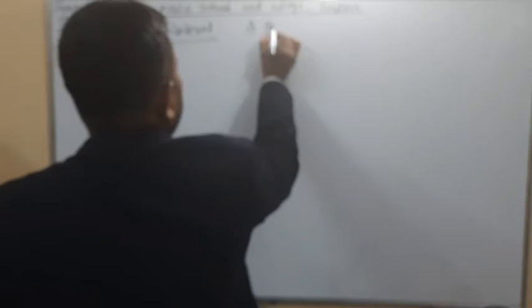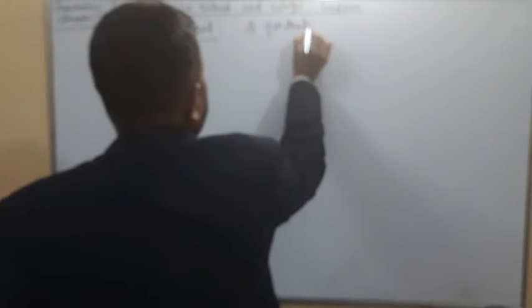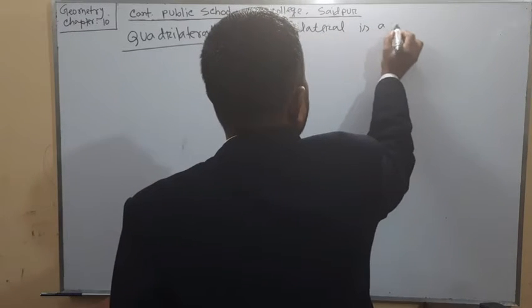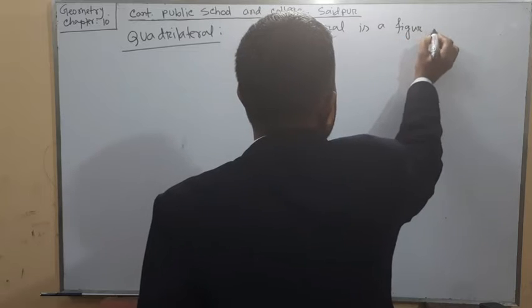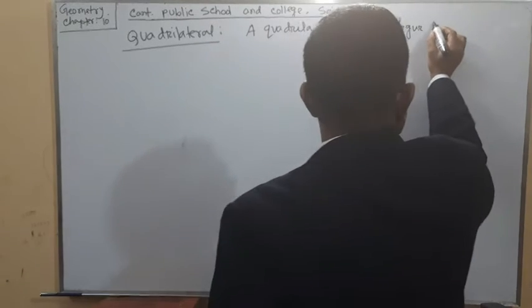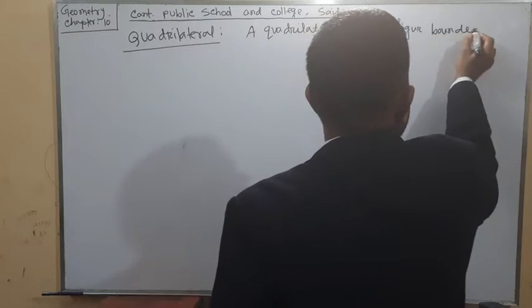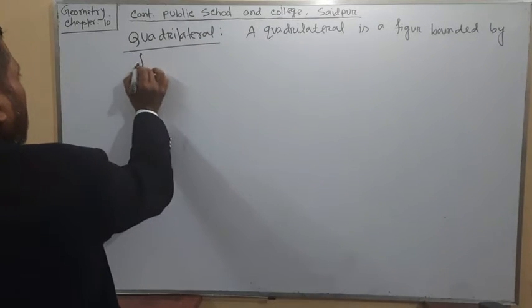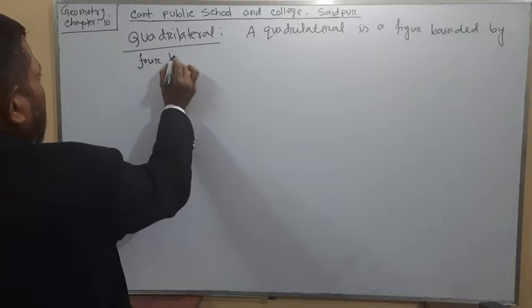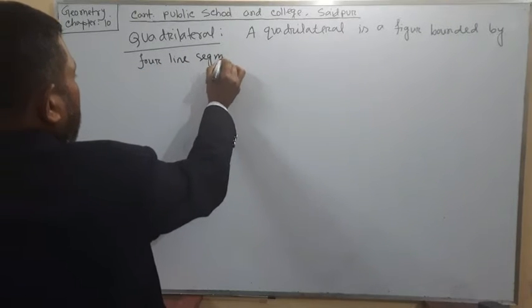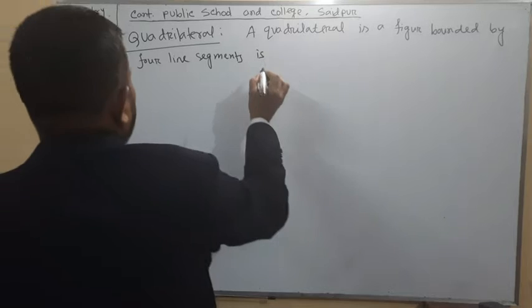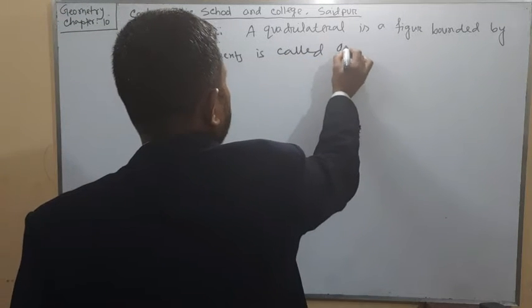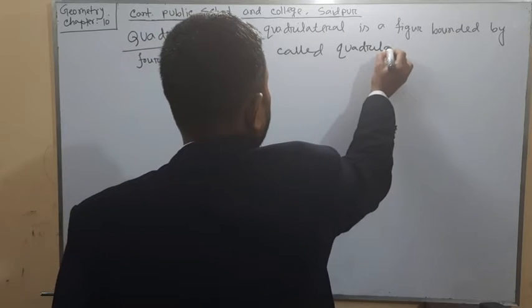A quadrilateral is a figure bounded by four line segments. It is called a quadrilateral.